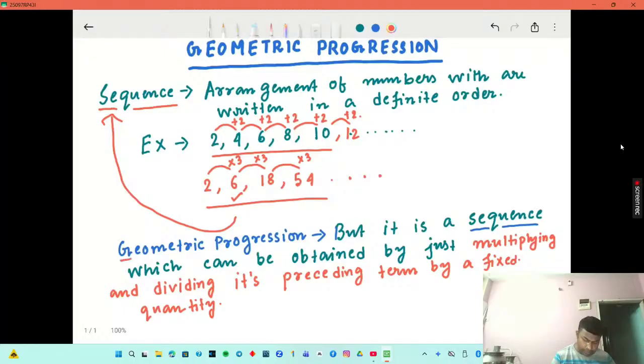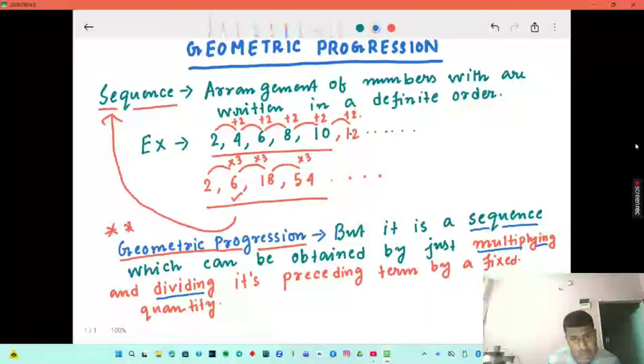So what is a geometric progression? Geometric progression is nothing but a sequence which can be obtained by just multiplying or dividing its preceding term by a fixed quantity. Is it okay?